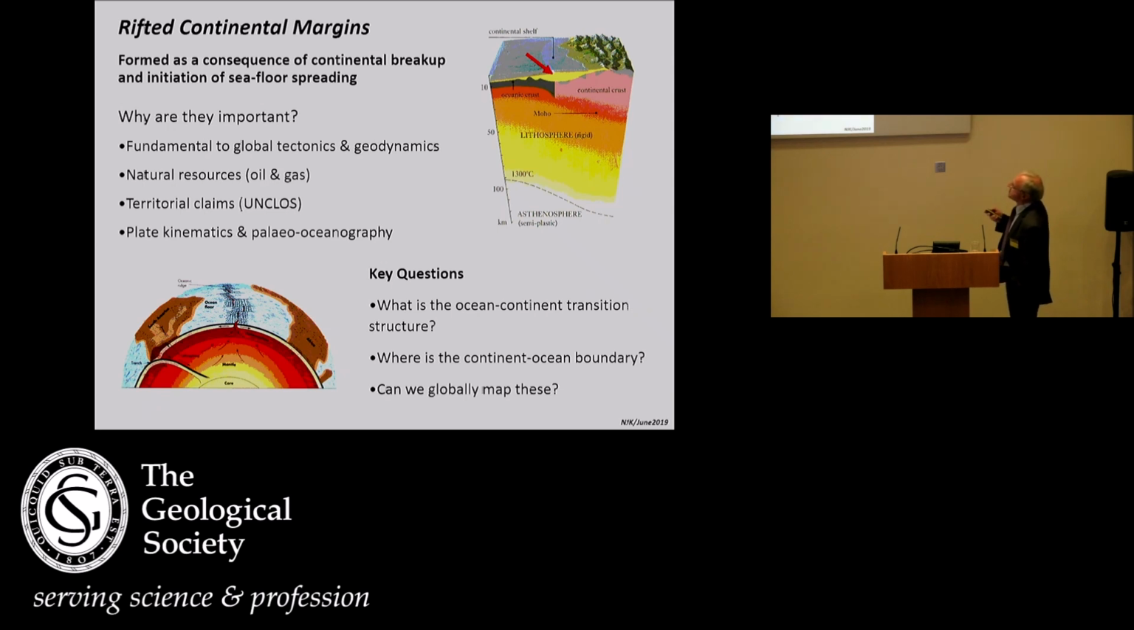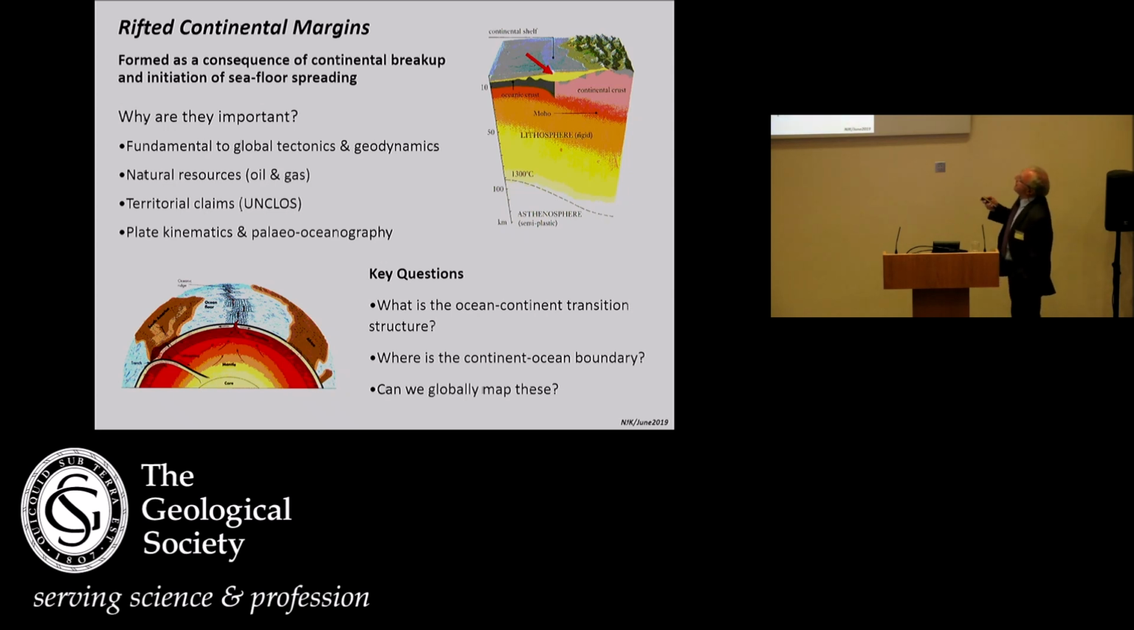They're formed by some very important processes, and to understand those processes, we need to understand how rifted margins form. But as well, they're important because they host natural resources, mainly oil and gas. They're important for territorial claims, law of the sea, UNCLOS. And they help us to produce better plate kinematic restorations, which can be very important for understanding paleoceanography.